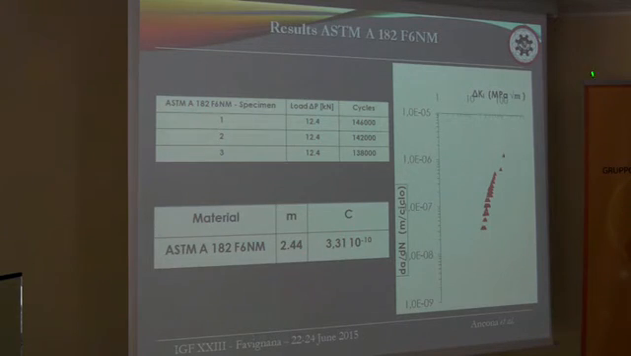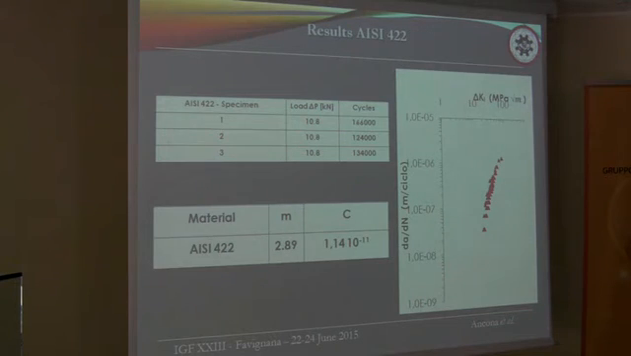In this graph, it's possible to see the results obtained for the ASTM A182 grade F6NM, and here there are the characteristic constants of the material determined. And in this graph, it's possible to see the results, the Paris-Erdogan law determined in this case, and the material constants of AISI 422.